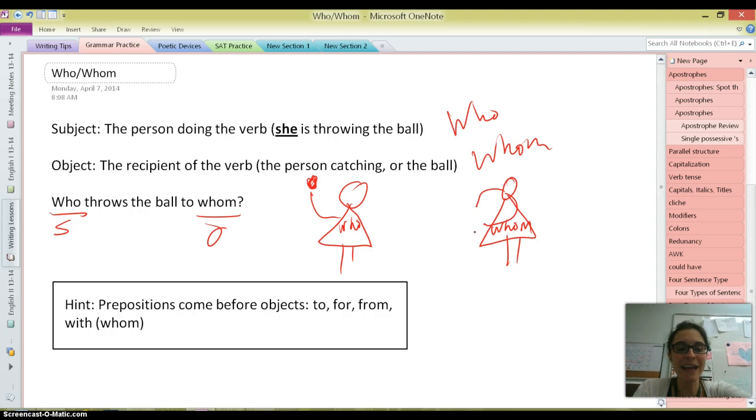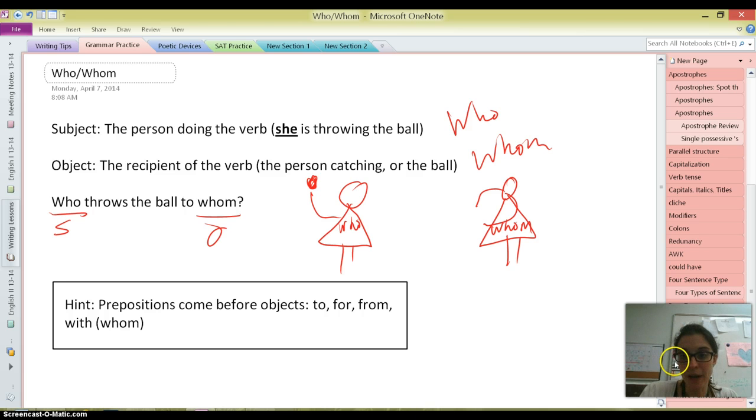The one hint I've given you already is that prepositions come before objects. To, for, from, with, those go with the word whom. So any prepositions you see, to whom, for whom, from whom, by whom, anytime you see one of those, you know that you're going to be following that with whom, with the object.